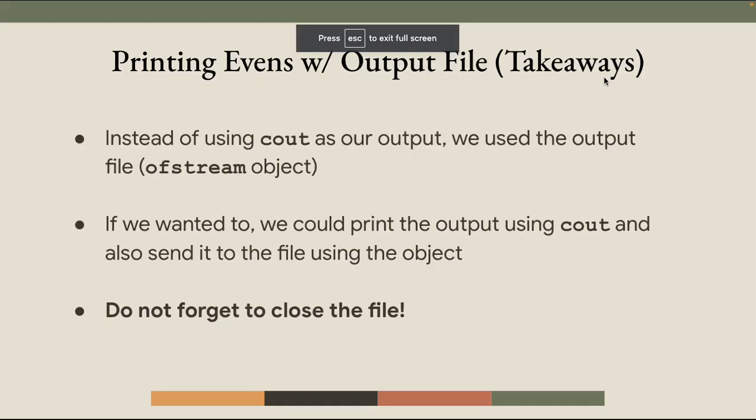So some takeaways. Instead of using cout, notice we didn't use cout at all in that program. Everything was supposed to be sent to the output file. That's why we didn't see anything print out in the console. All our output went to the output file. Second takeaway, if we wanted to print stuff, like let's say you wanted to print it and send it to the output file, we could just have two statements, one doing the cout, the one after it sending it to the output file.